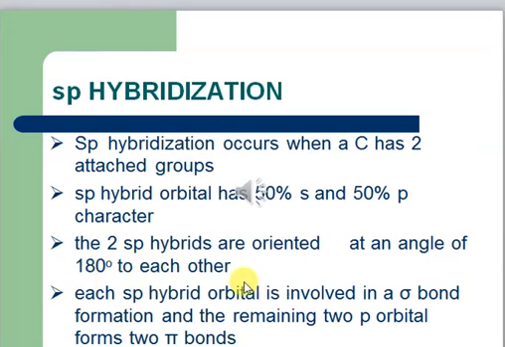So these two orbitals are at the maximum angle of 180 degrees to each other, and whenever there's sp hybridization, we always get 1 sigma and 2 pi bonds. So we have a triple bond in case of sp hybridization.